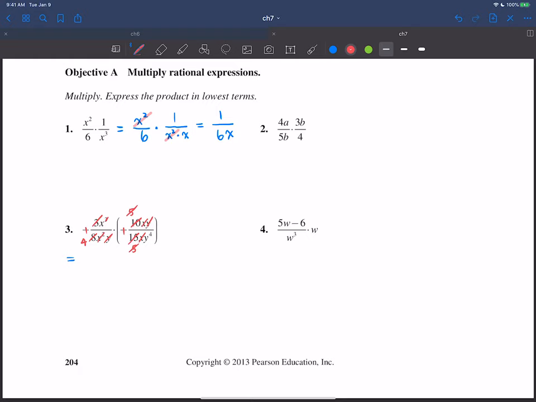And now it looks pretty bloody because we crossed out a lot of things. You just have to be very careful in terms of what's left. Let's check out upstairs, the top part first. We have an x. And I don't see anything else because I crossed out everything, so write down the x. As for the bottom, we have a 4, and we also have y to the 4th. So write down 4, y to the 4th. And that's your final answer when you multiply these two rational expressions.